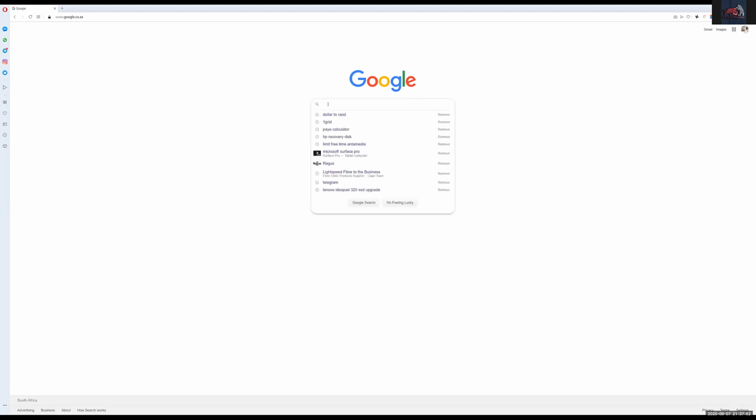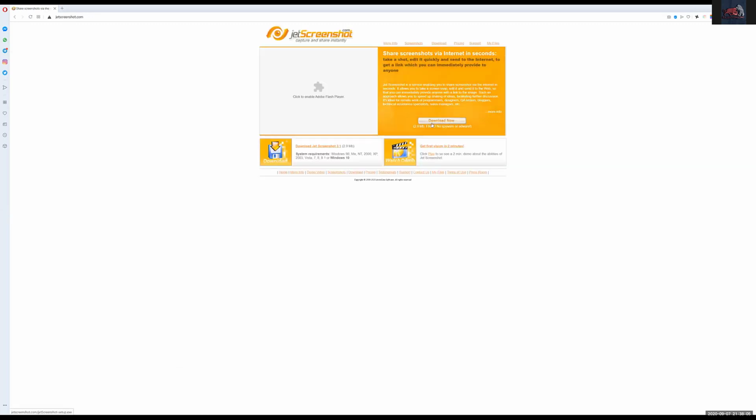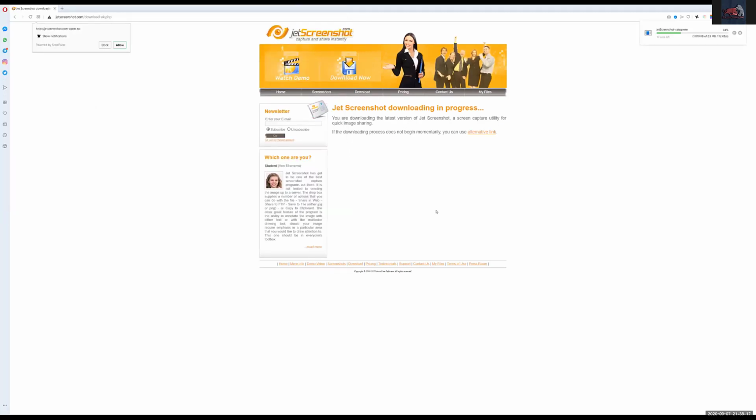When you come to Google, there's a program called Jet Screenshot. It's a small, tiny program, very small, 2.9 megabytes. You download Jet Screenshot and install it. On your keyboard, you've got a key that is written Print Screen.